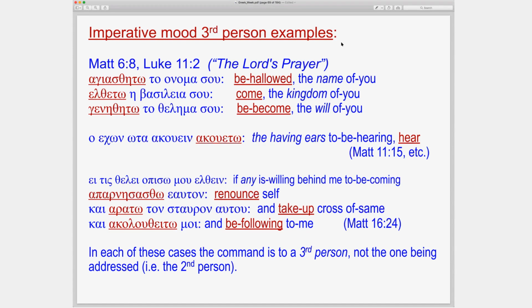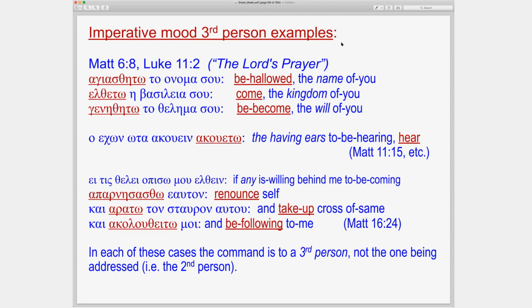And again, going back to the Lord's Prayer, normally it's translated, hallowed be your name. Let your name be hallowed. So you use the word let. Let your kingdom come. Let your will be done. But the word let is not in there. It's just be become.